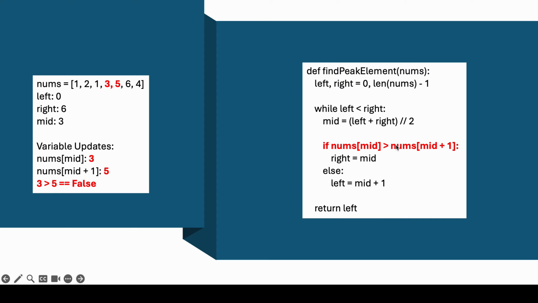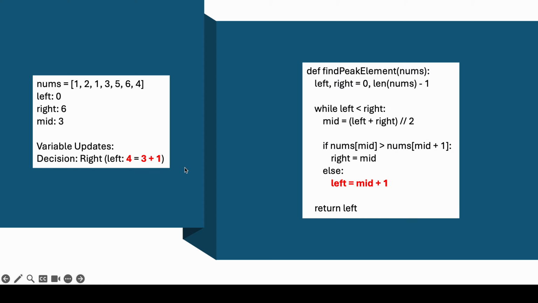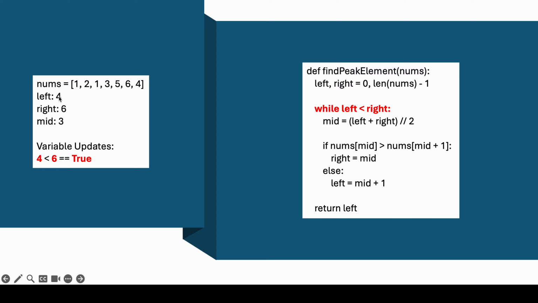Is 3 greater than 5, which is what this is asking? No, that is false. So we're going to do the else statement, where we assign the mid value currently, 3, plus 1, which gives us 4. So left is reassigned to 4. Now we're asking, is 4 less than 6? That's true, so we can continue the loop.